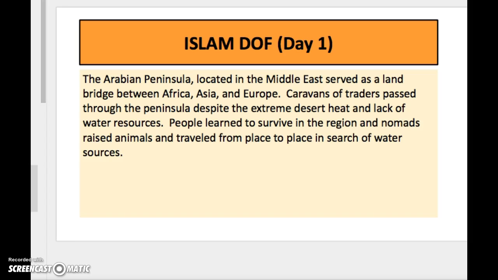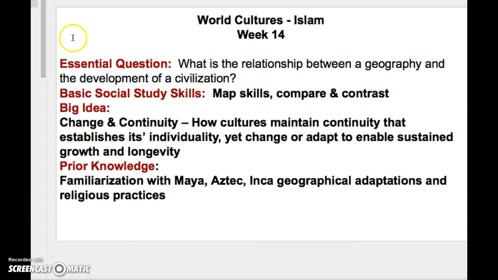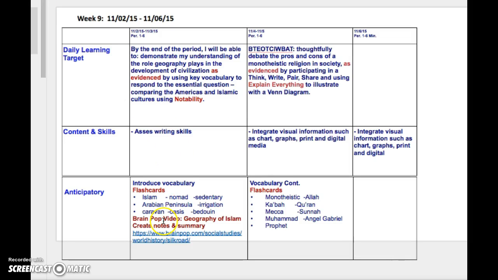The Arabian Peninsula, located in the Middle East, served as a land bridge between Africa, Asia, and Europe. Caravans of traders passed through the peninsula despite the extreme desert heat and lack of water resources. People learned to survive in the region, and nomads raised animals and traveled from place to place in search of water resources.